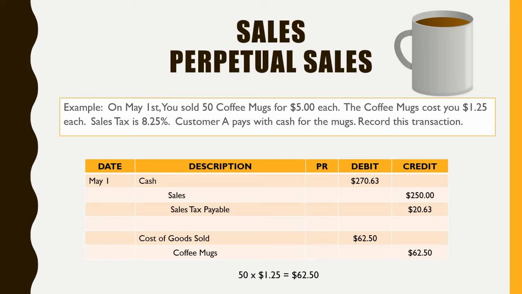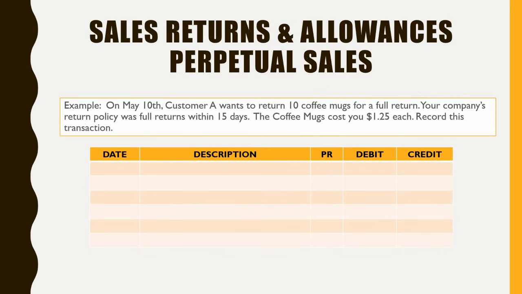So, any questions here? So here, I purchased it. Now, let's see what happens when I actually refund it. In this case, on May 10, customer A wants to return 10 of those coffee mugs for a full refund. Of course, your company policy was a full refund within 15 days. The coffee mugs cost you $1.25 each. So record this transaction.